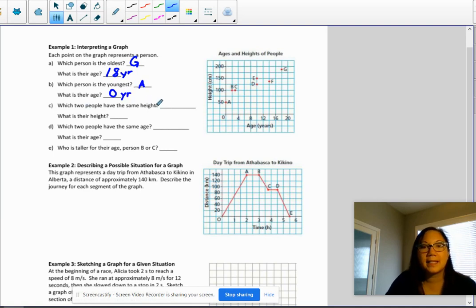Which two people have the same height? Now we'd look at our height level, and we'd see that B and C are on the same level. That means that they're the same height. So we're going to say B and C are the same height, and their height appears to be 100 centimeters. Which two people have the same age? That would be these people lined up along the same age line. So that's D and E.